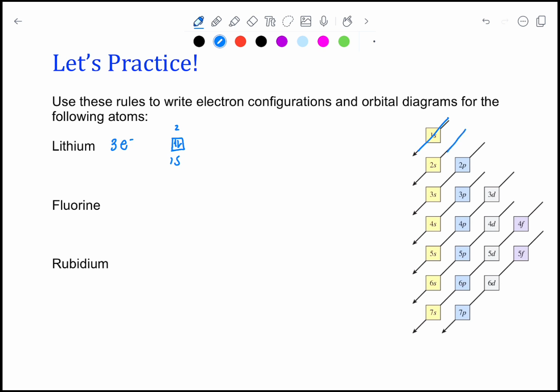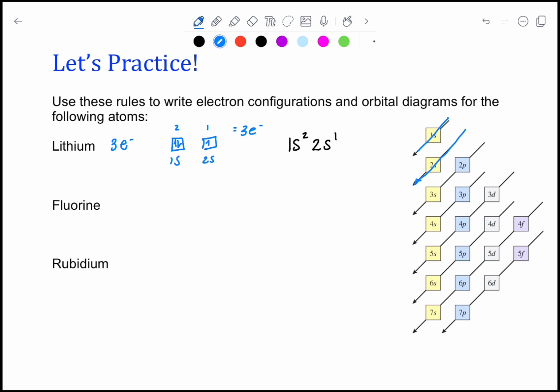Okay. And then we go into our 2s. That can hold 2 more electrons, but I only have 1 electron to utilize. And that's 3 electrons total. So lithium only has 3 electrons. Those electrons are organized as 1s2, 2s1. There are 2 electrons in the 1s orbital, the lowest energy orbital, and there's 1 electron in the 2s orbital, the higher energy level. Okay, we've seen that one before, so let's move on to fluorine.